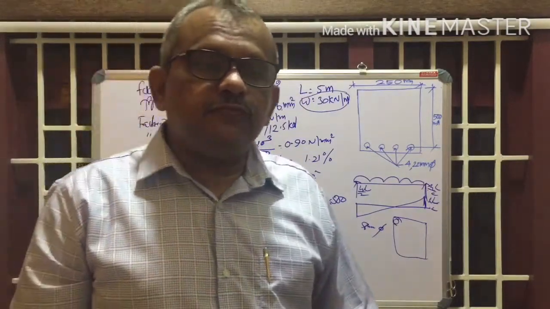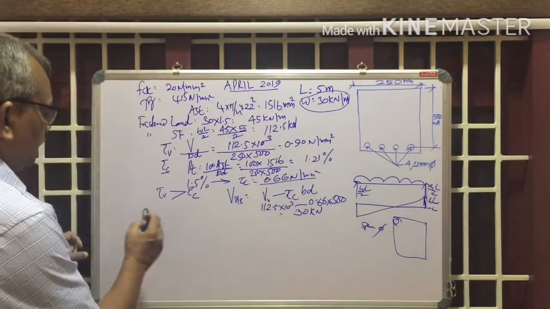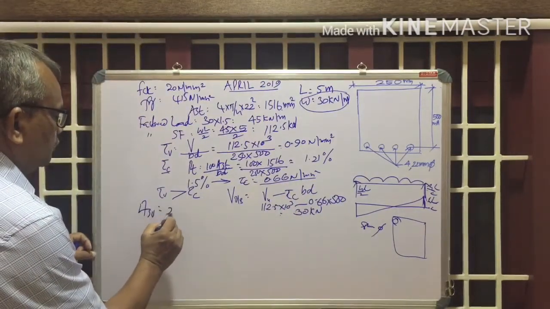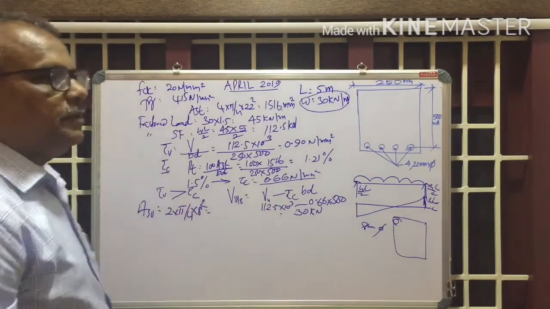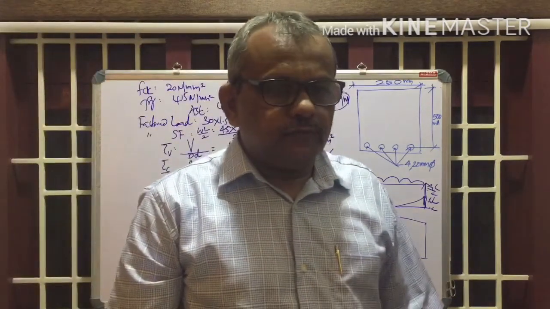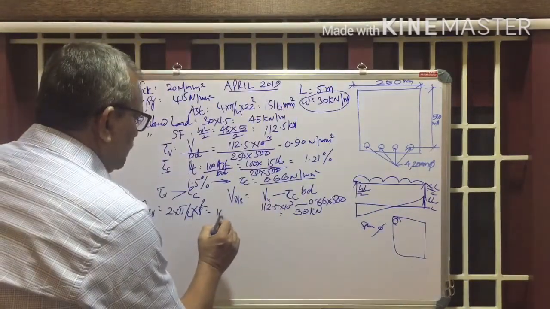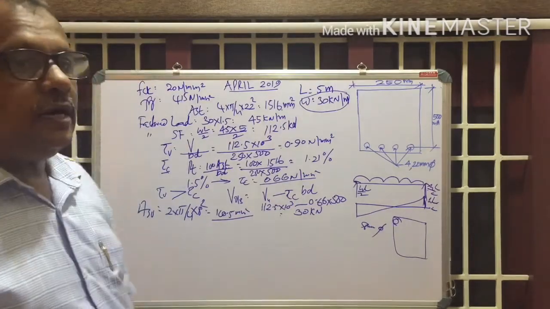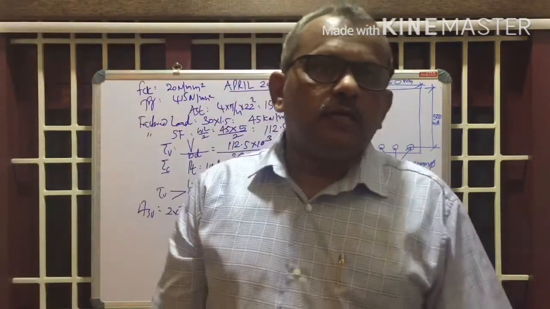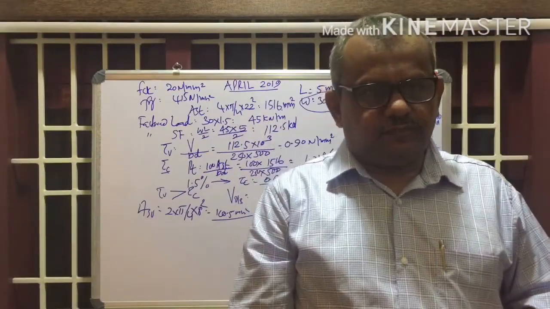Then what is ASV? What is the area of shear reinforcement then? 2 into ASV is equal to 2 into pi by 4 into 8 squared, where 8 mm is the diameter of the shear reinforcement, which is equal to 100.5 mm squared. That is the area of shear reinforcement for 8 mm dia, two-legged stirrups, right?